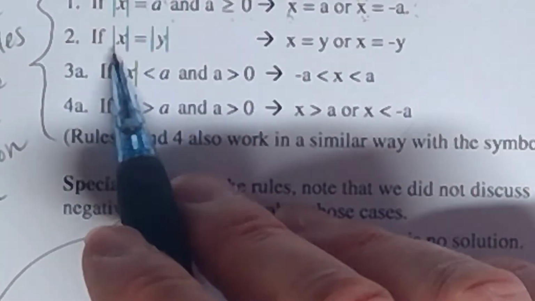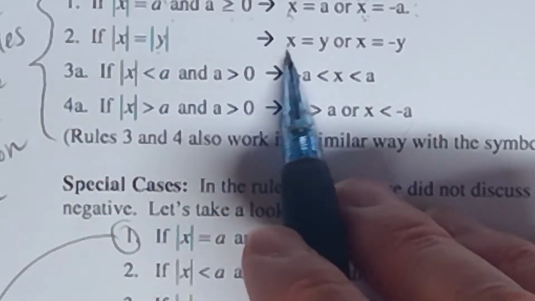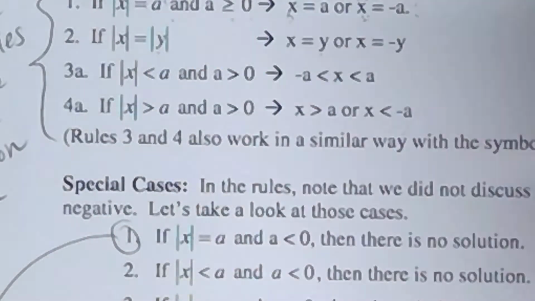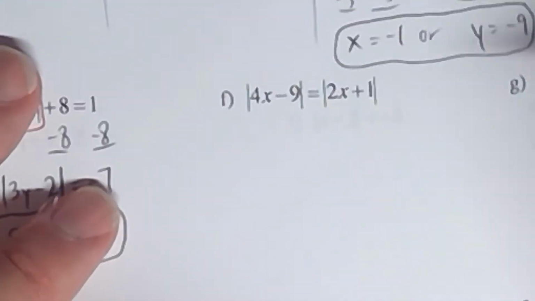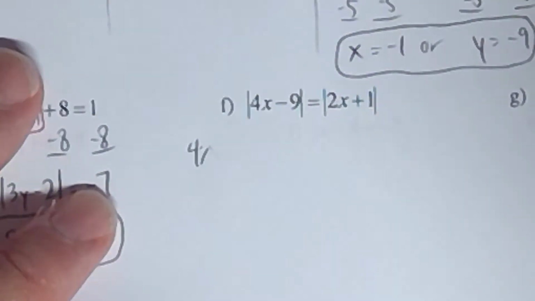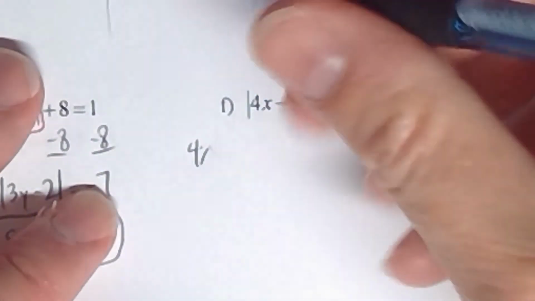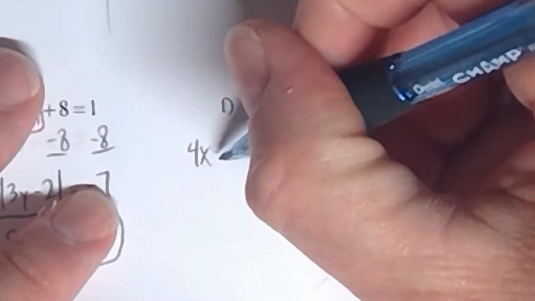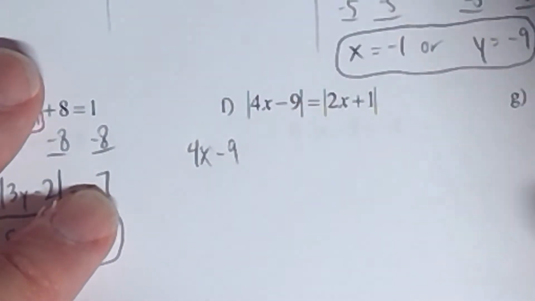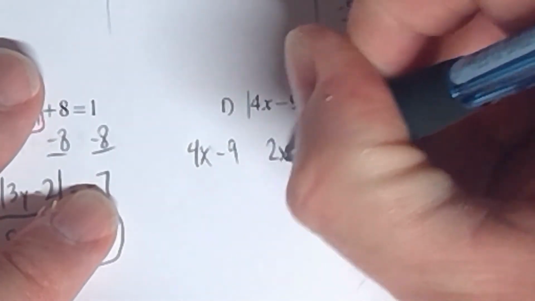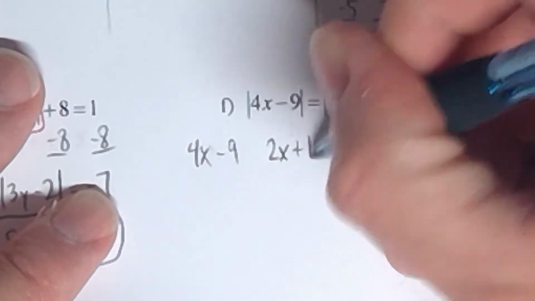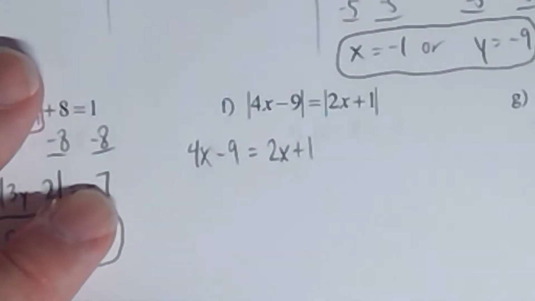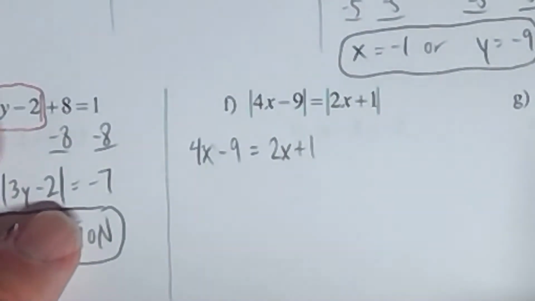Notice it says here, if you have x and y, then it's still x and y without the bars. So what that basically means is that you take the insides of the bars, represented by x and y in the rule, but in the actual problem, you take the insides of the bars, 4x minus 9 and 2x plus 1, and all you've got to do is say that they're equal to each other. But that's just the first equation. There's going to be another one here.